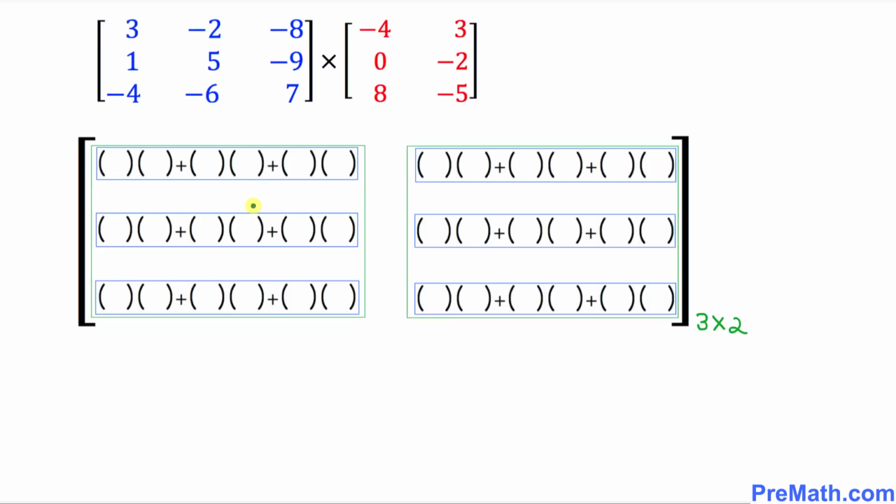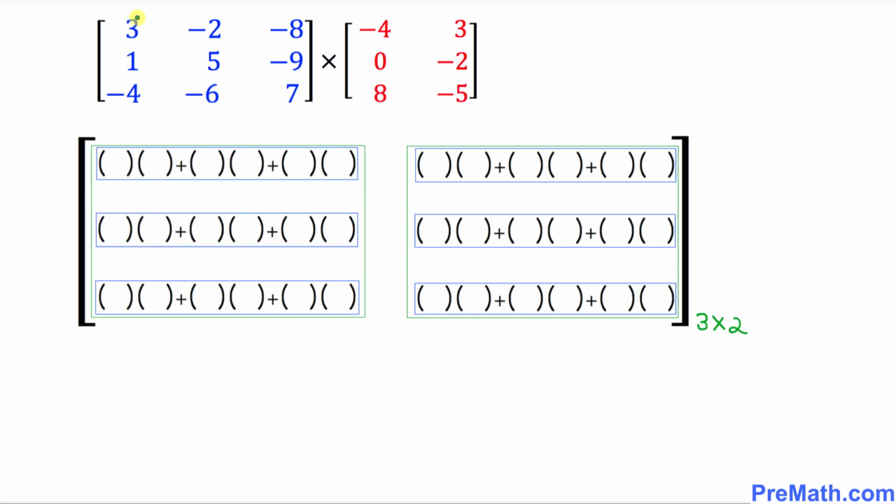And here is the roadmap or the matrix scheme. Once we multiply these two matrices, our answer matrix is going to look like this. It will have 3 rows and 2 columns. As you can see, 3 rows and 2 columns. Now the next step is, I want you to look at this. How are we going to fill out these slots?